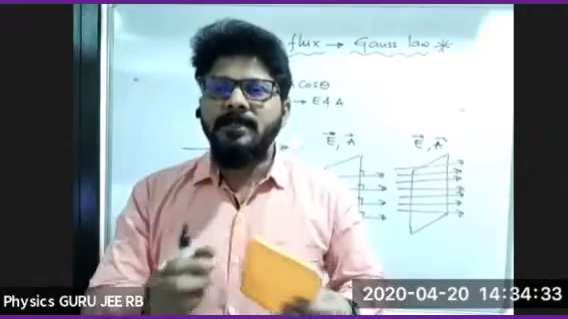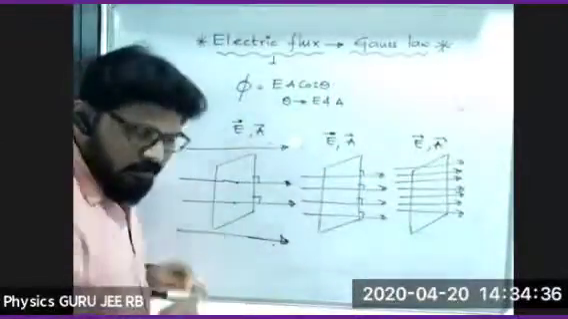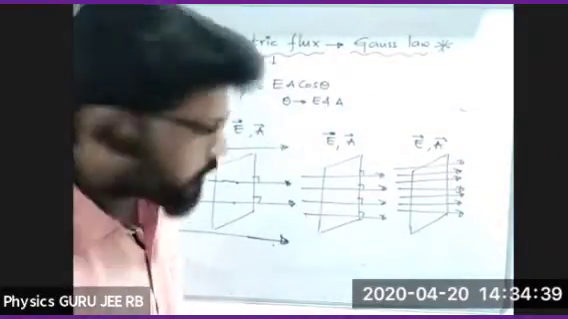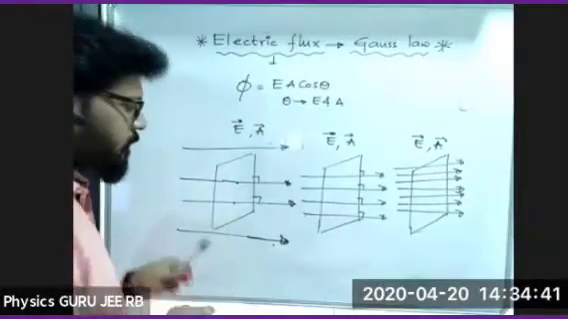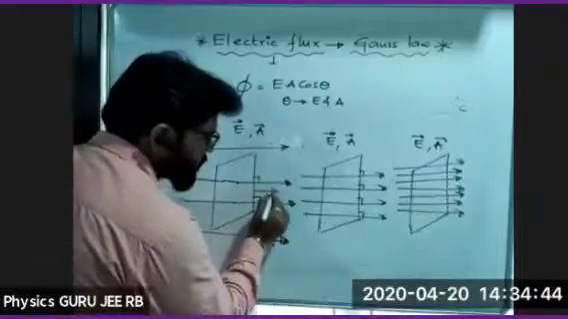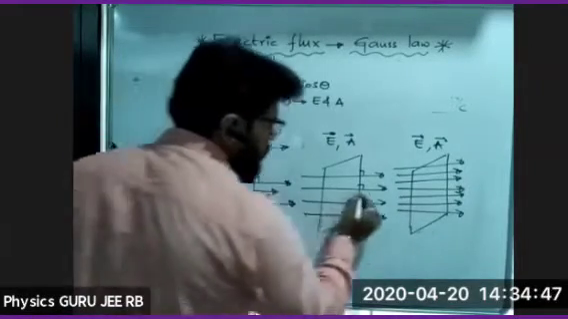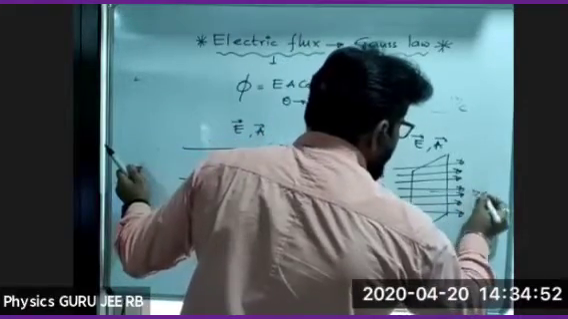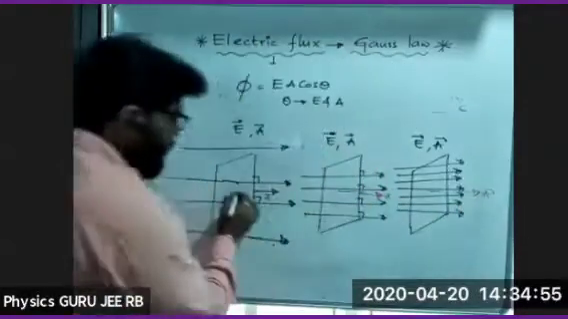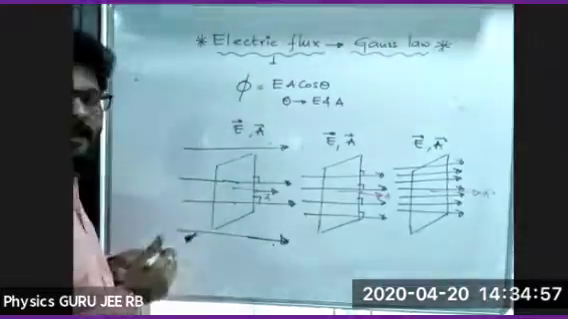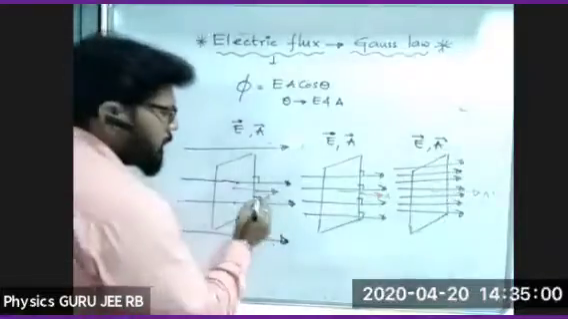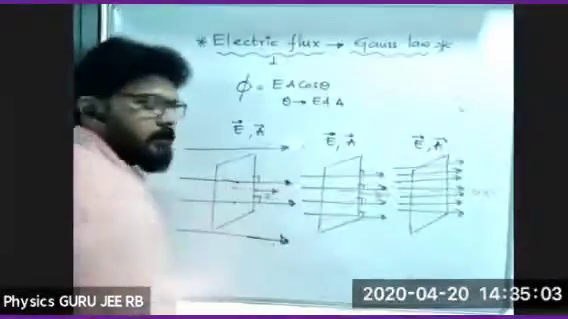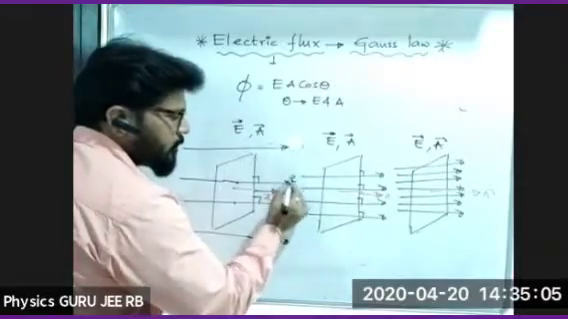Normal to the surface. That means E and A. If I want to show A is normal to the surface, this is the direction of A, right? This is the direction of A. So A and E, what is the angle between them?